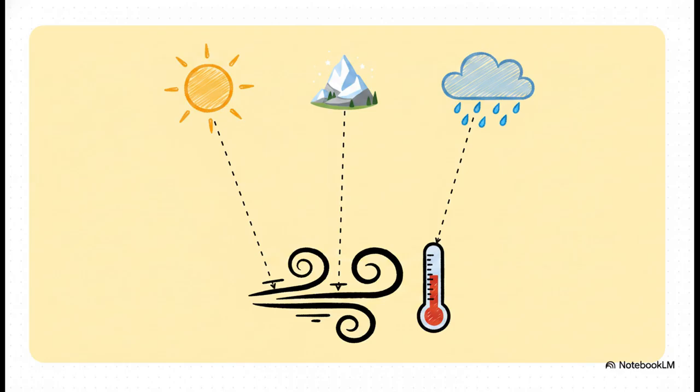Then we have the secondary meteorological parameters, which are things like humidity, solar radiation, atmospheric pressure, and even the physical topography of the land below. Basically, these secondary parameters are the puppet masters. They dictate and influence exactly how those primary parameters are going to behave.